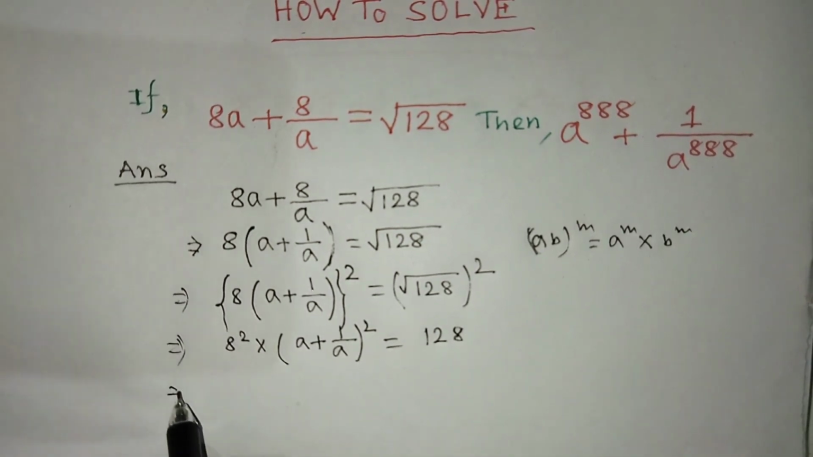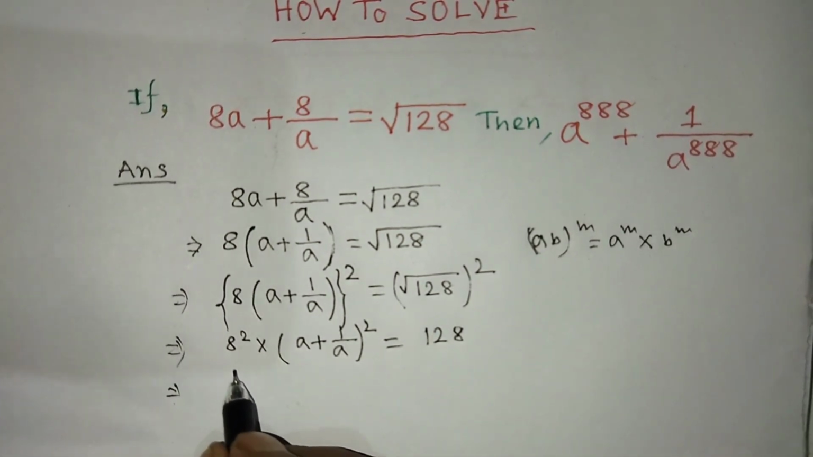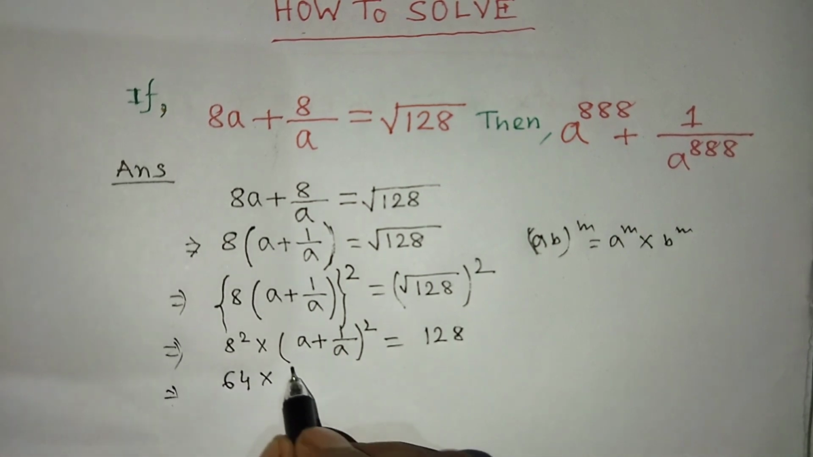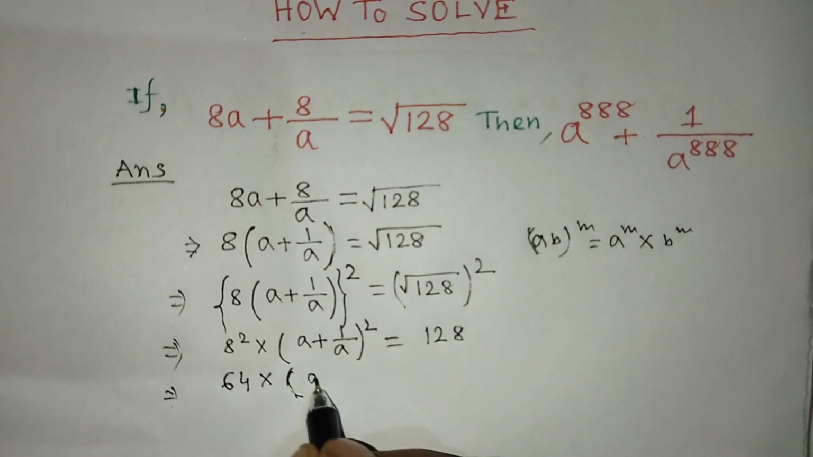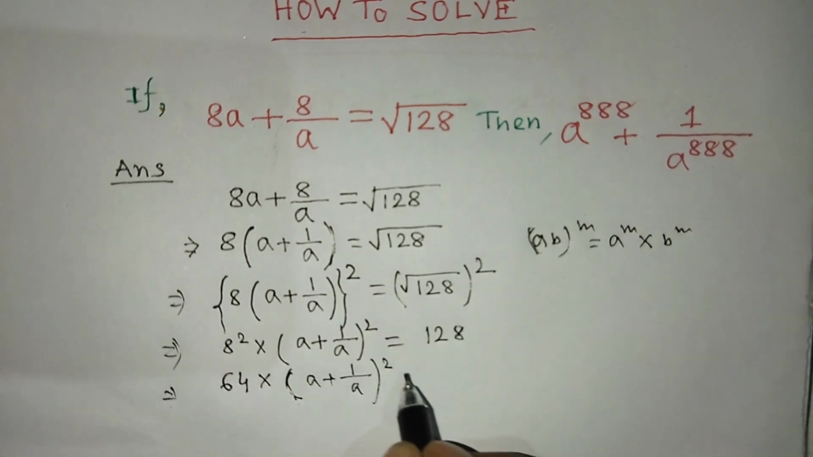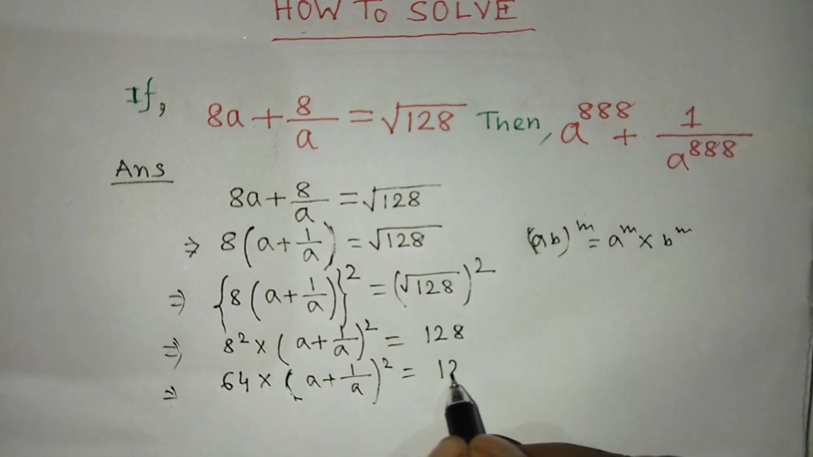So my dear student, after that, 8 square means how much? 64. So you have to write here 64 into a plus 1 by a whole to the power 2 is equal to 128.